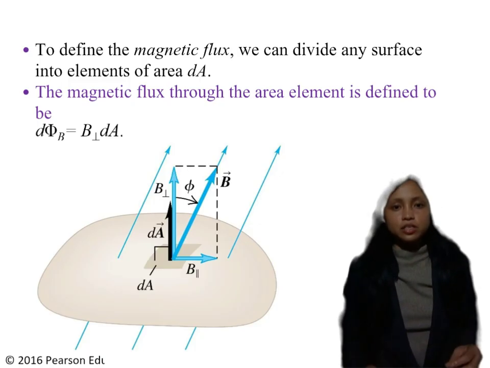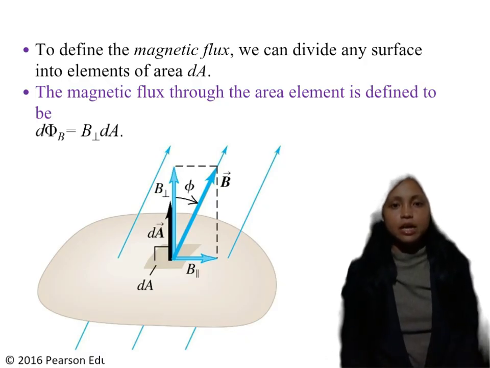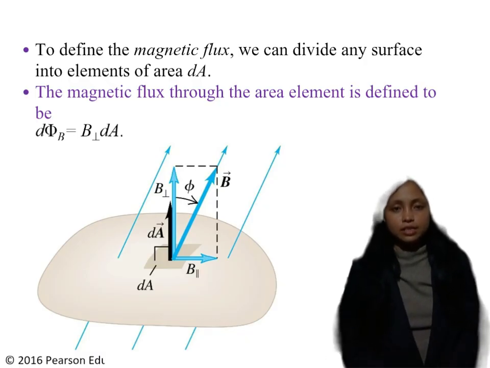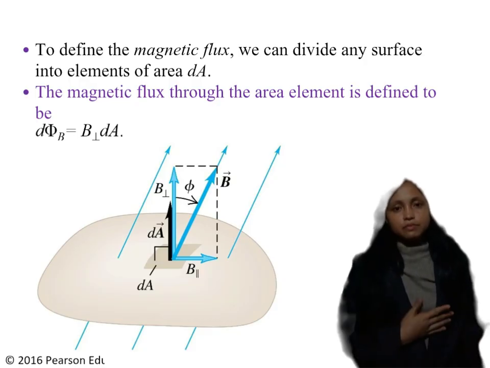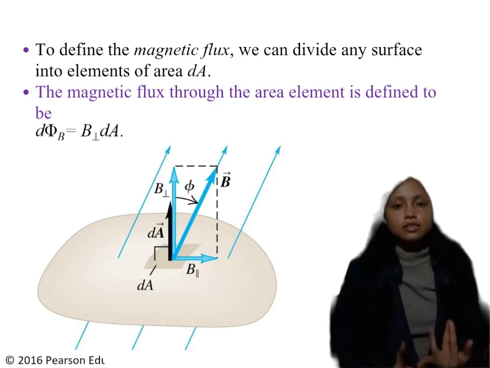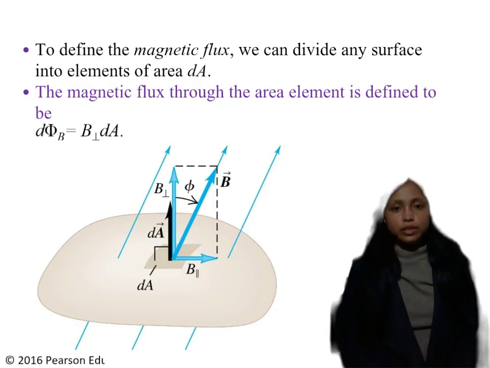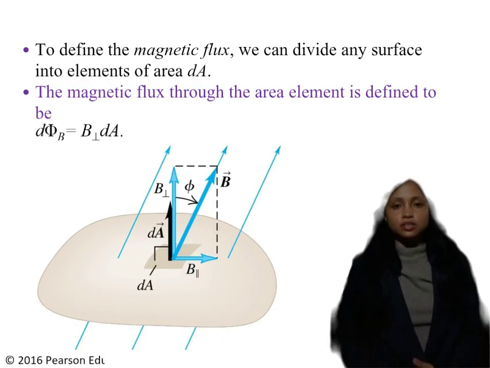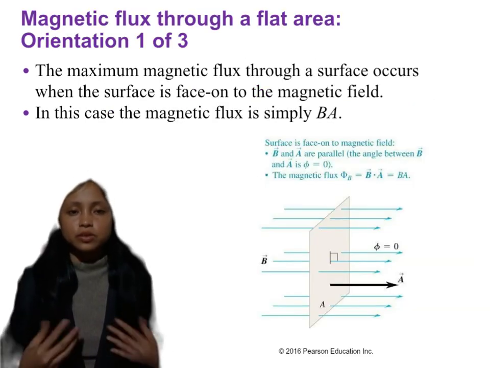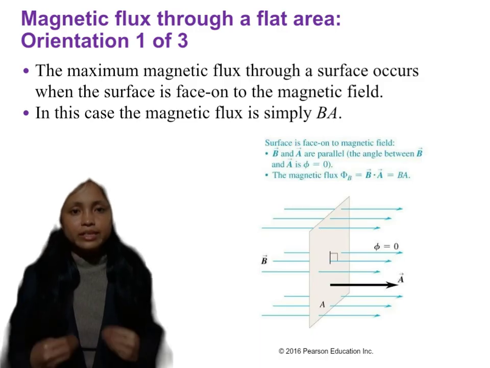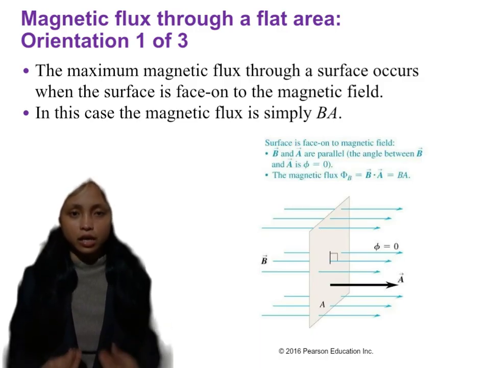Magnetic flux measures how much magnetic field passes through a surface. It is defined as shown in the presentation. Flux depends on the field strength, the surface area, and the orientation of the surface. In this slide, we are observing an illustration of magnetic flux through a flat area.